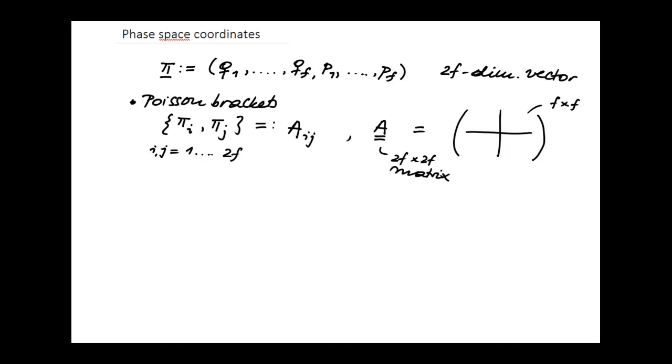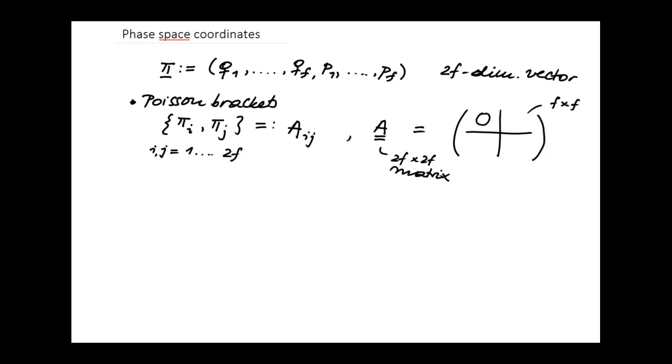Now let's look at the top left submatrix. In there you have, for example, the Poisson bracket of pi_1 and pi_f. Now pi_1 is q1, pi_f is qf. The Poisson bracket between two q's is 0. That's one of the fundamental Poisson brackets. In fact, in this top left submatrix, you have all the Poisson brackets between the q's, because the first f components of this vector pi are just the q's. But the Poisson brackets between the q's are all 0. So this is in fact all 0 in the top left.